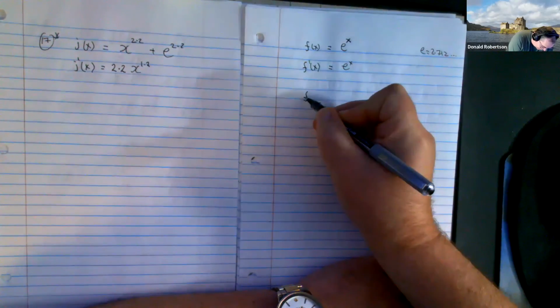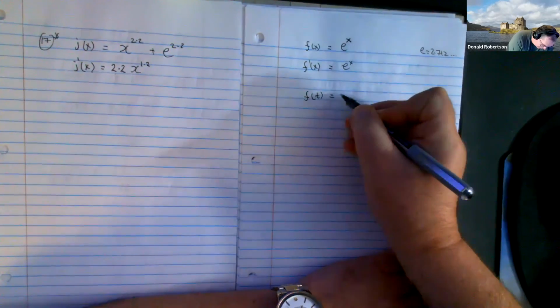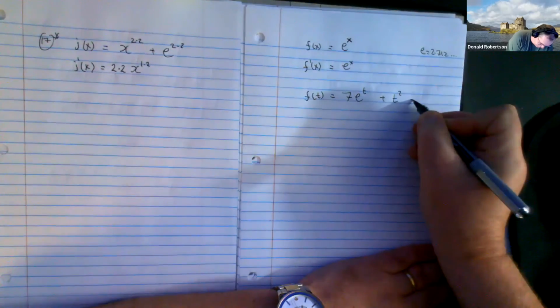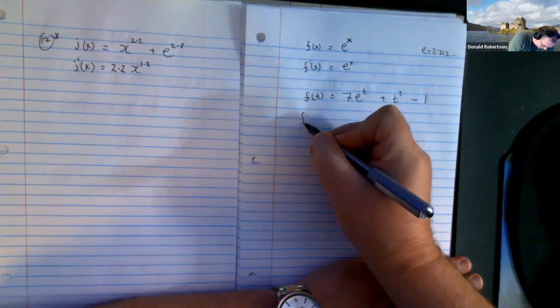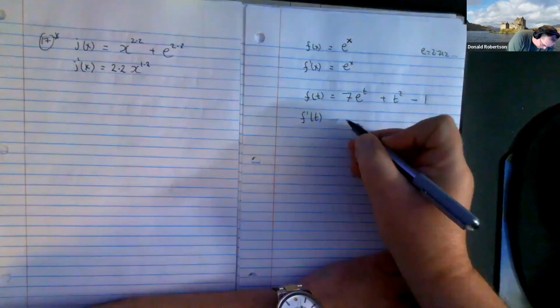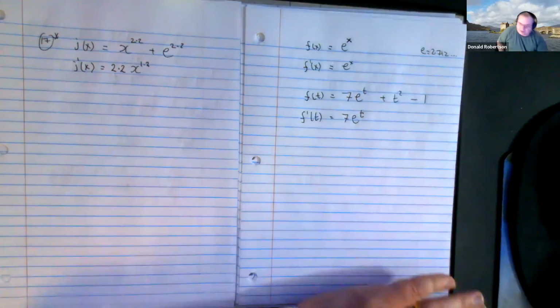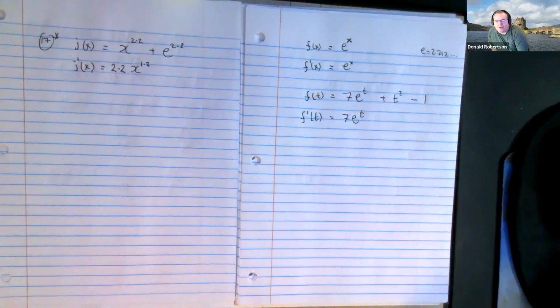So if I give you a function and I call it 7e to the t plus t squared minus 1, and then I ask you to differentiate it, won't 7e to the t get you 7e to the t? It's one of my favorite functions to differentiate. Do you know why I like differentiating 7e to the t or anything that looks like that? Why do I like differentiating them? Anybody want to look into my head?